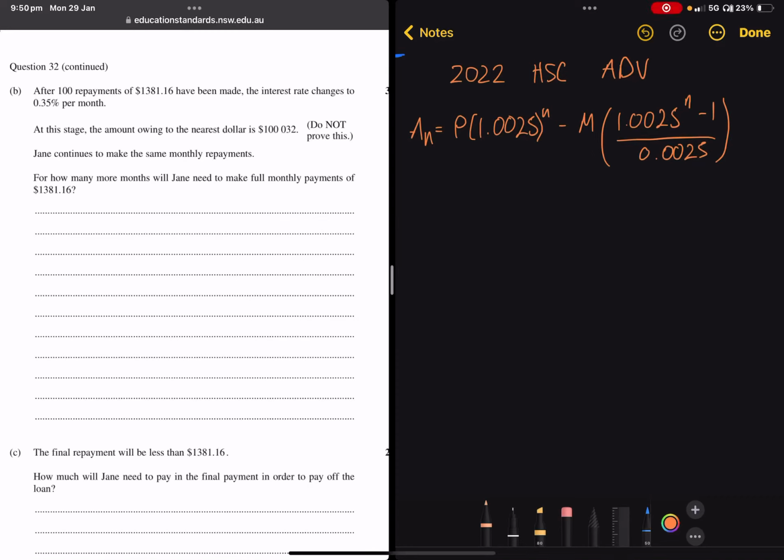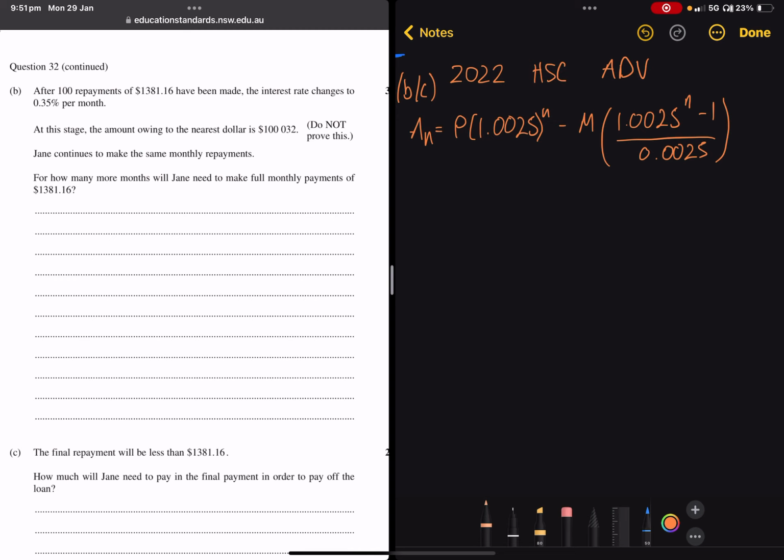Okay, so we're going to have a look at another question. This comes from the 2022 HSC Advanced Maths paper. So this is question 32, parts B and C. Question 32 is one of the harder questions in the paper. B and C are fairly rigorous parts of this exam, so these are somewhat challenging.